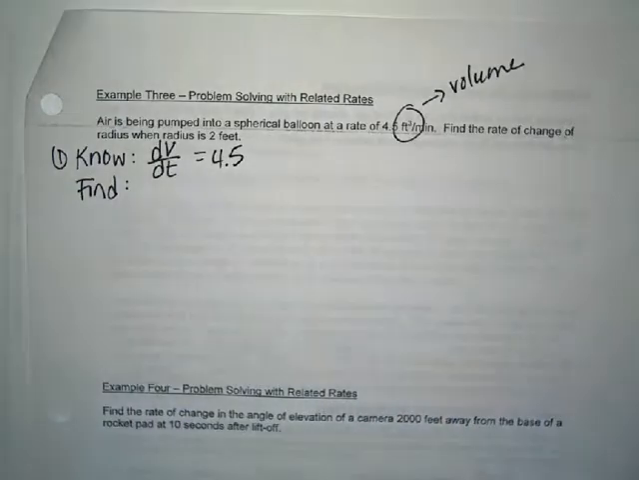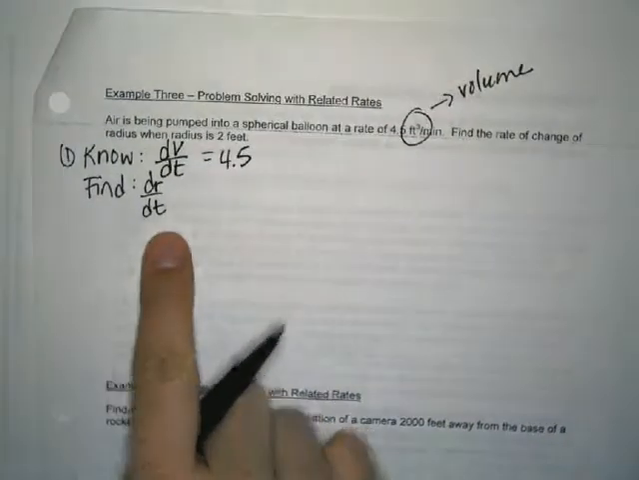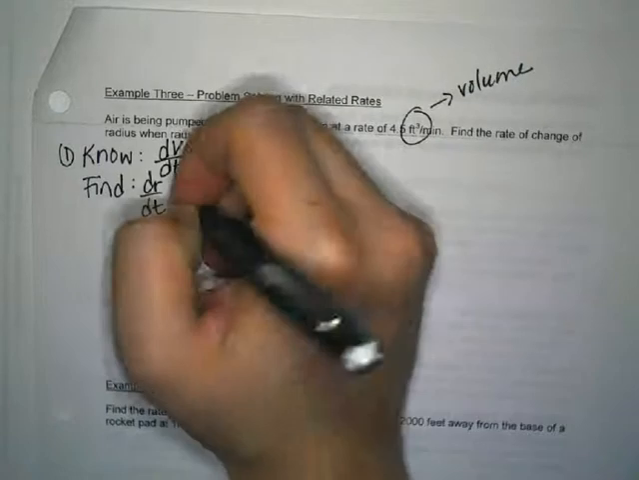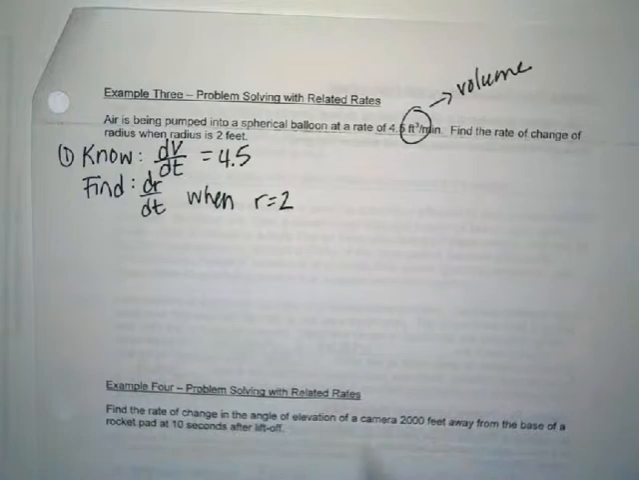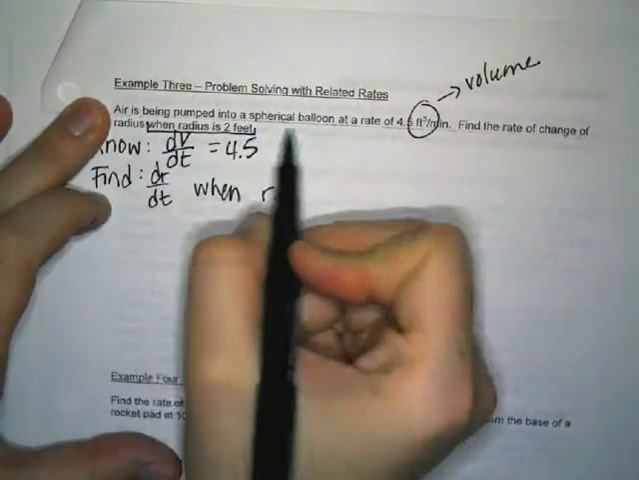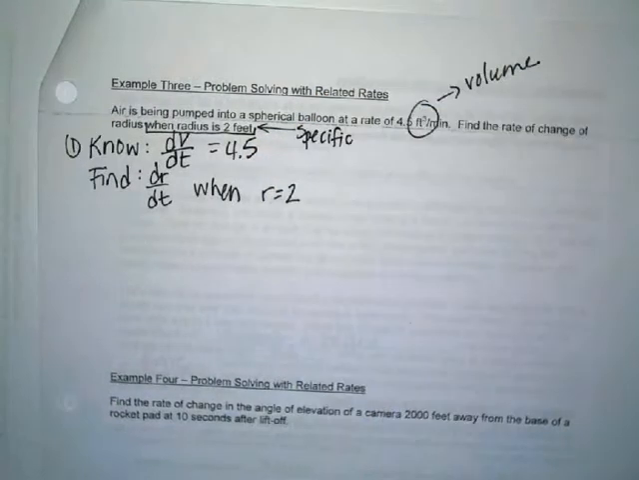We want to find the rate of change of the radius. So how would we label that rate? That's what we want to find. What's a good variable for radius? R. So just label it dr over dt. And we want to look at it at the instant that the radius is what? When r equals 2. When the radius is 2 feet, that's your specific information, so that doesn't happen until step 5. We don't do anything with that number 2 until the very last step.